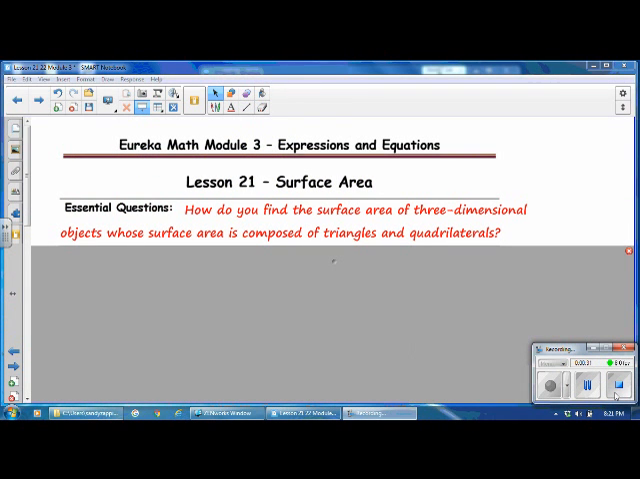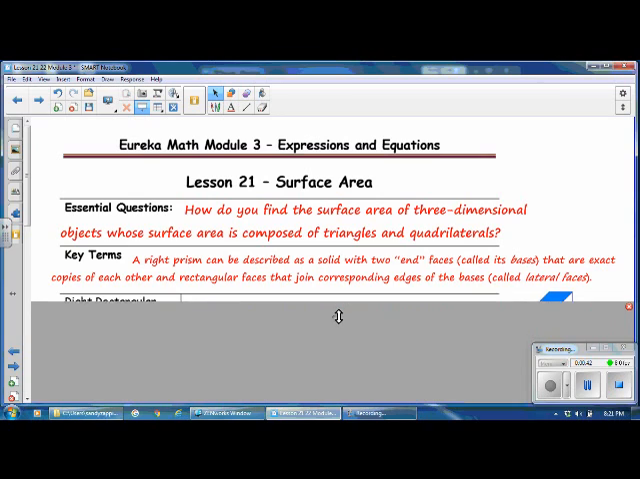The essential question for this lesson: how do you find the surface area of three-dimensional objects whose surface area is composed of triangles and quadrilaterals? There are some key terms to go over for this unit.